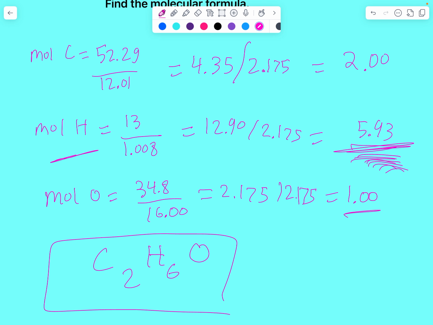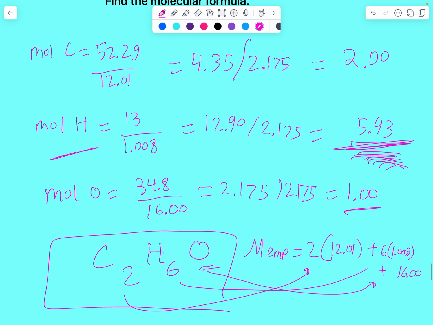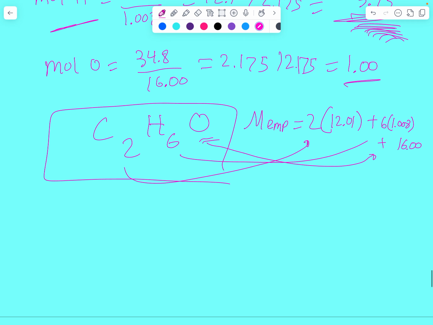Now, find the empirical formula mass, which is important. Let's find the masses of it. We have 2 carbons times 12.01 plus 6 times 1.008 plus 16. That's from the periodic table. So when I plugged that all in my calculator, I got 46.07 grams per mole.